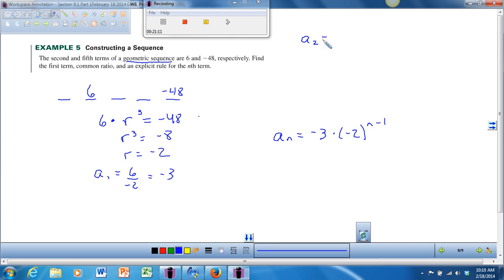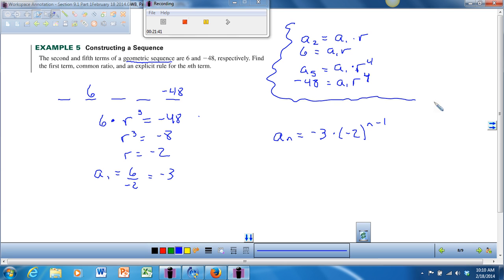I did it slightly differently. I thought a sub 2 is equal to a sub 1 times r, and a sub 5 is equal to a sub 1 times r to the 4th, plugged in values, and I solved the system to solve for r. Okay, just a slightly different route to get to the same solution. Any questions on that one?